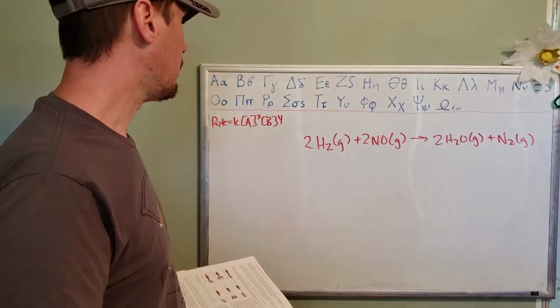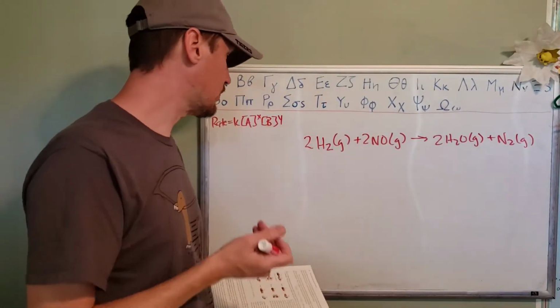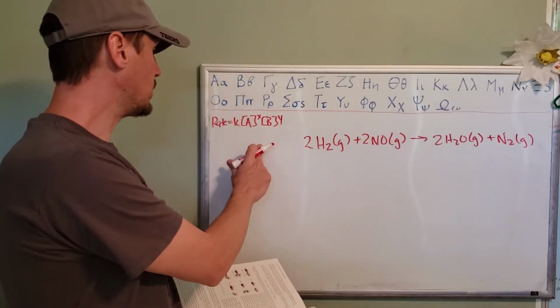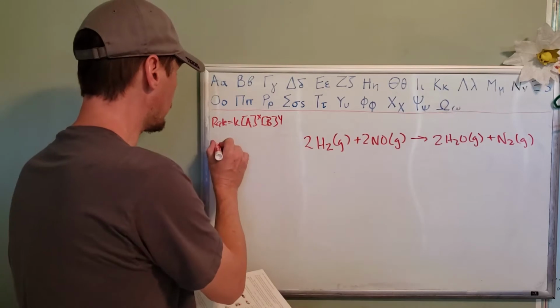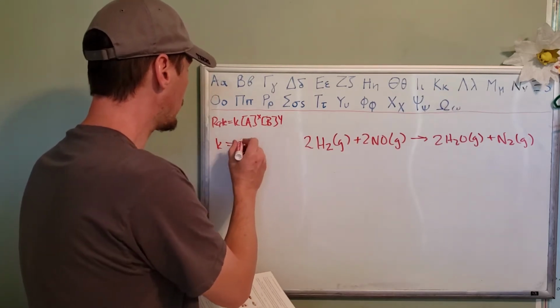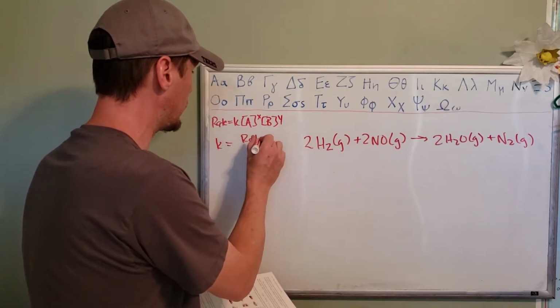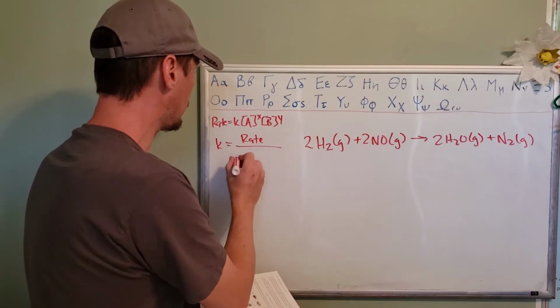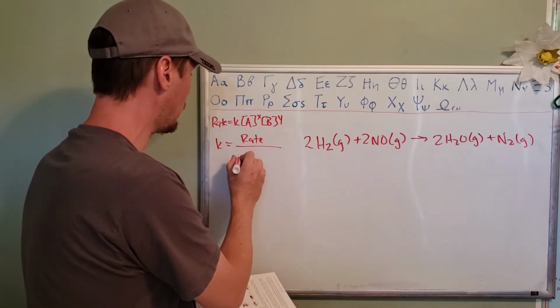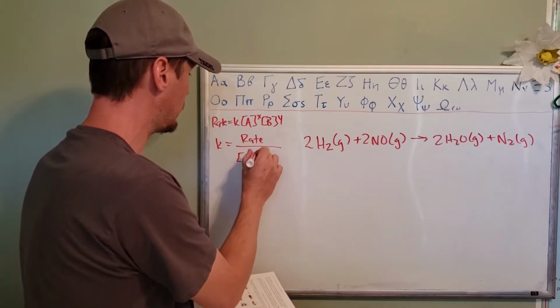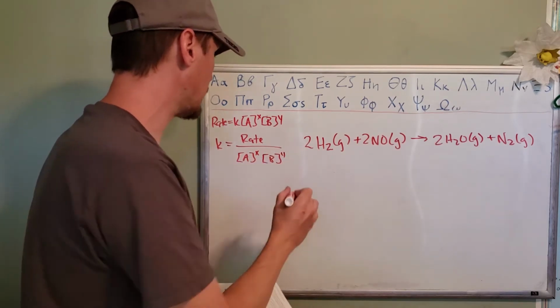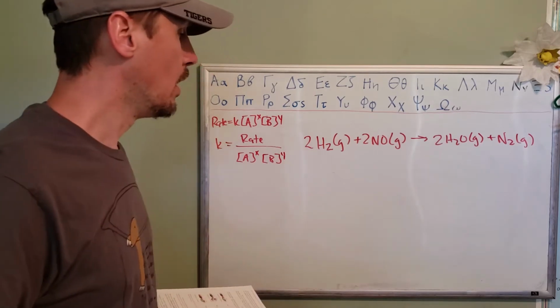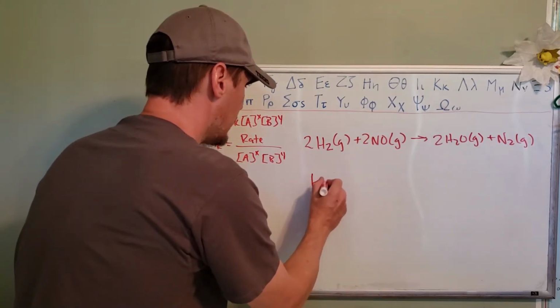Okay, so let's first of all rearrange our rate equation. It's given us the rate and it's asking us for the rate constant. So if we want to find the rate constant, we just rearrange this equation and say K is equal to the rate over the concentration of A to the X power times the concentration of B to the Y power. So that's the equation we're going to use, right? Let's write that down and fill in the numbers that they gave us.